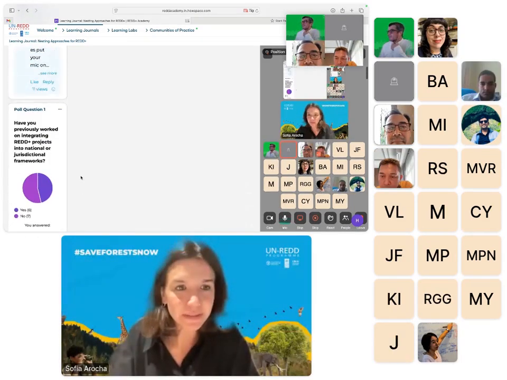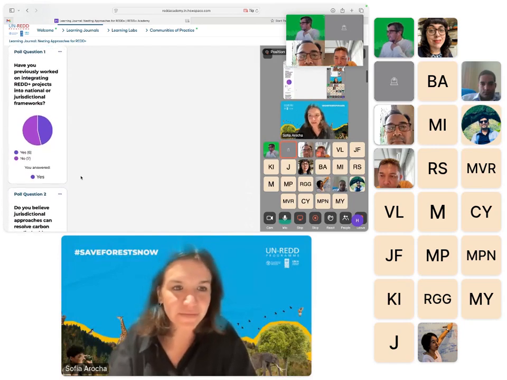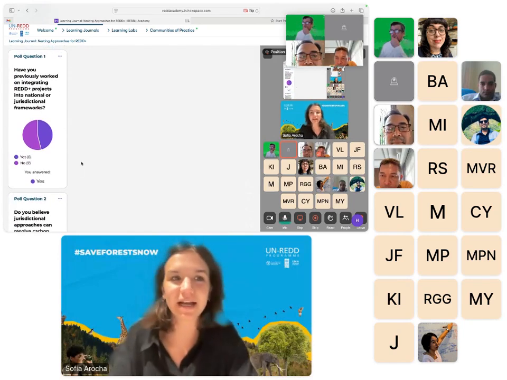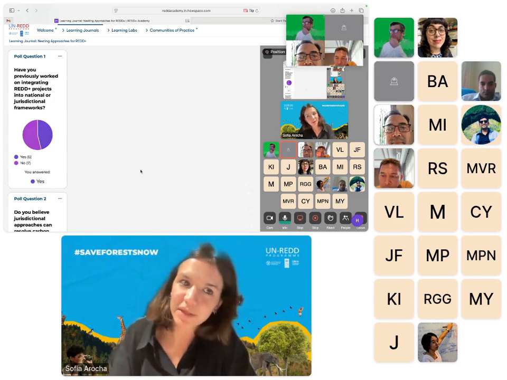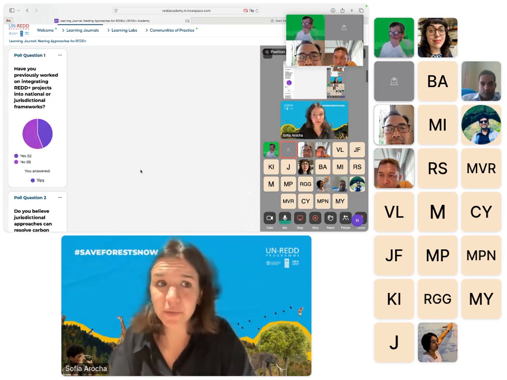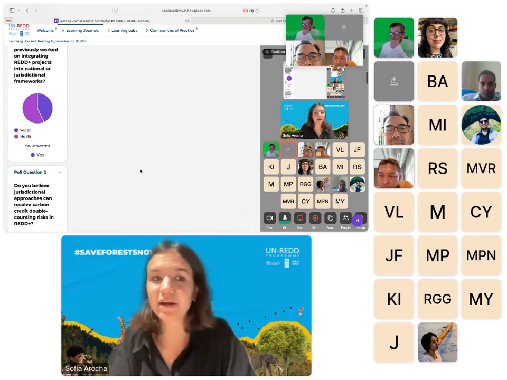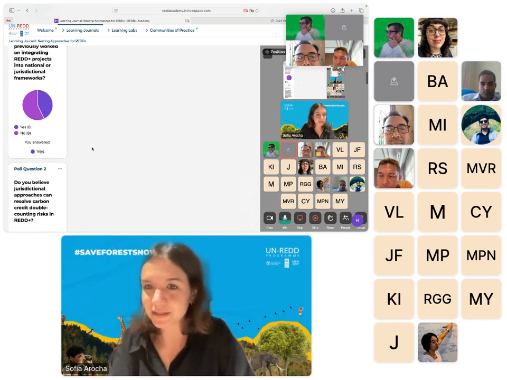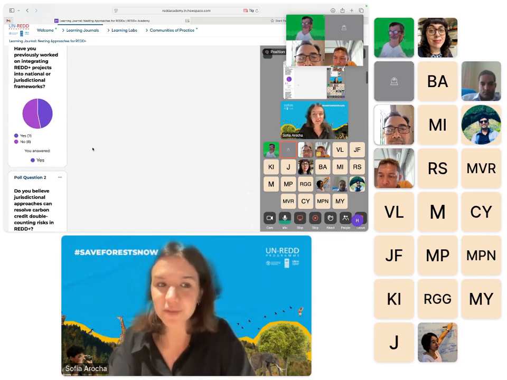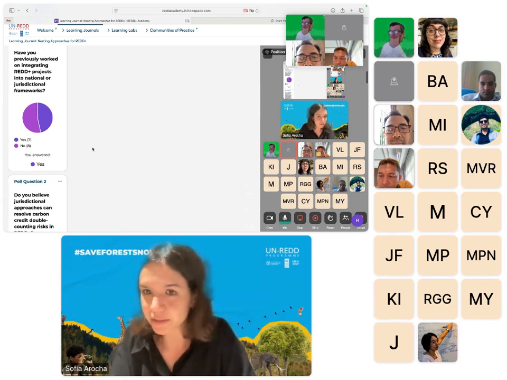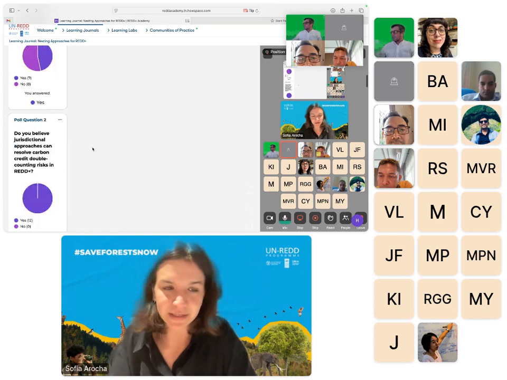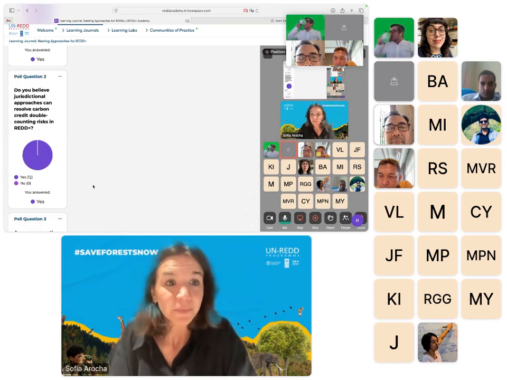As you can see now, we are having just a couple of votes, but we can see that we are half and half. Almost half of the audience has previously worked on integrating REDD Plus projects, while the other half haven't. Now that we are receiving more votes, apparently most people haven't used it yet, as in many of our countries nesting is still a new approach, and some of us are at an early stage.